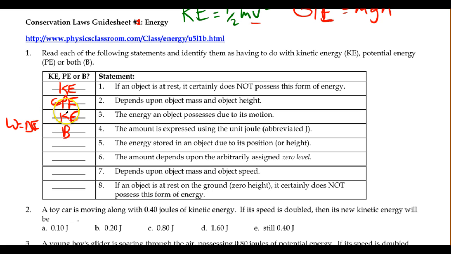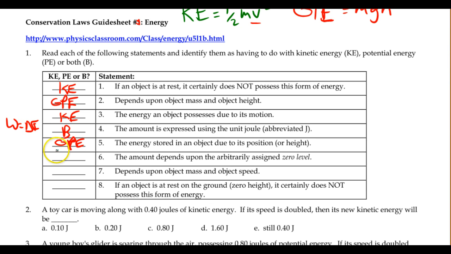The energy stored in an object due to its position, a little hint there, height. If you're talking about height, again, it's GPE. And just because something's at rest does not mean it has gravitational potential energy. It does have to be at some height above whatever your zero level is.